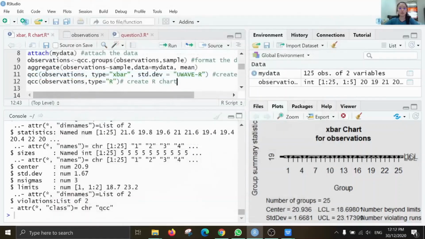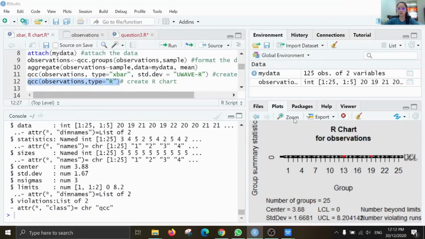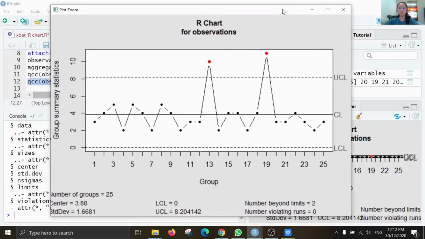And now we would like to create the R chart. From the R chart, we can see that the number of groups is equal to 25, the center is 3.88, the lower control limit is equal to 0 and the upper control limit is equal to 8.2041. But from the chart we see that there are two red points, which means there are 2 points out of control, which are point number 13 and point number 19, and we need to delete the two data.